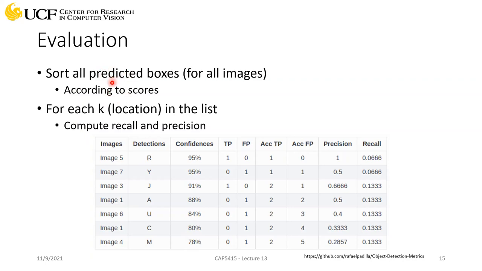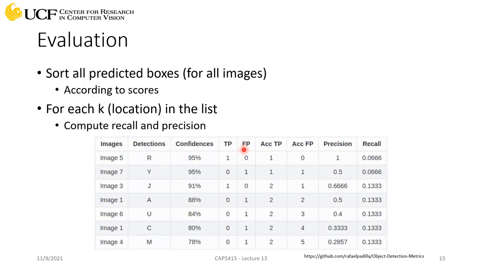Once that is done, that's the first step. Then you will start from the top. So this location is like each row in this list. And for each location, you're going to compute recall and precision. And you know how to compute recall and precision. We just covered that. We start from the first row, go to the image, and check the detection. Then we compute the intersection over union of this detection with the ground truth, and based on that, we are going to determine whether this particular detection is a true positive or a false positive.